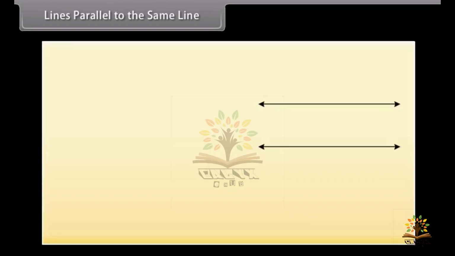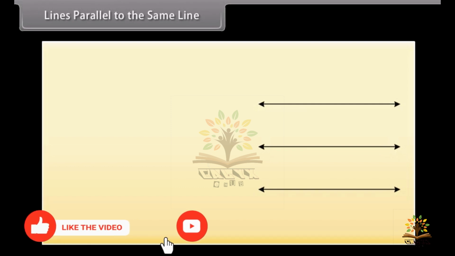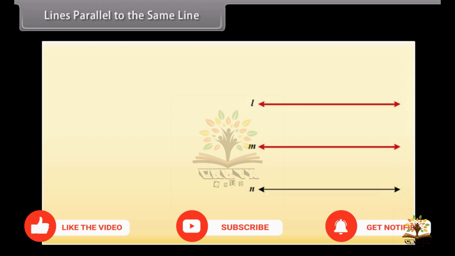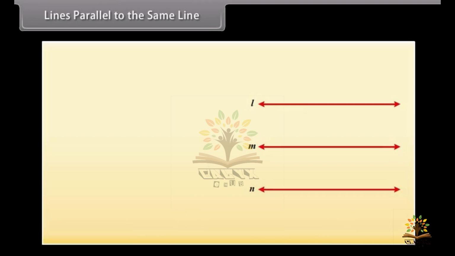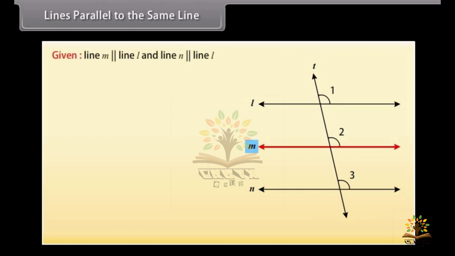Lines parallel to the same line. Let us now check that if two lines are parallel to the same line, then they will be parallel to each other. Look at this figure. Here line m is parallel to line l and line n is parallel to line l. Let us draw the line t as a transversal for the lines l, m and n. It is given that line m is parallel to line l and line n is parallel to line l.